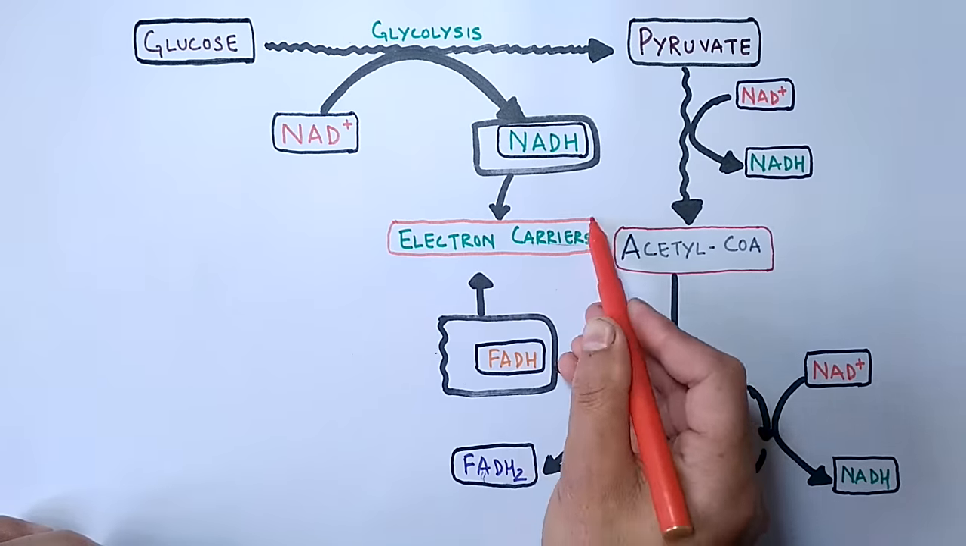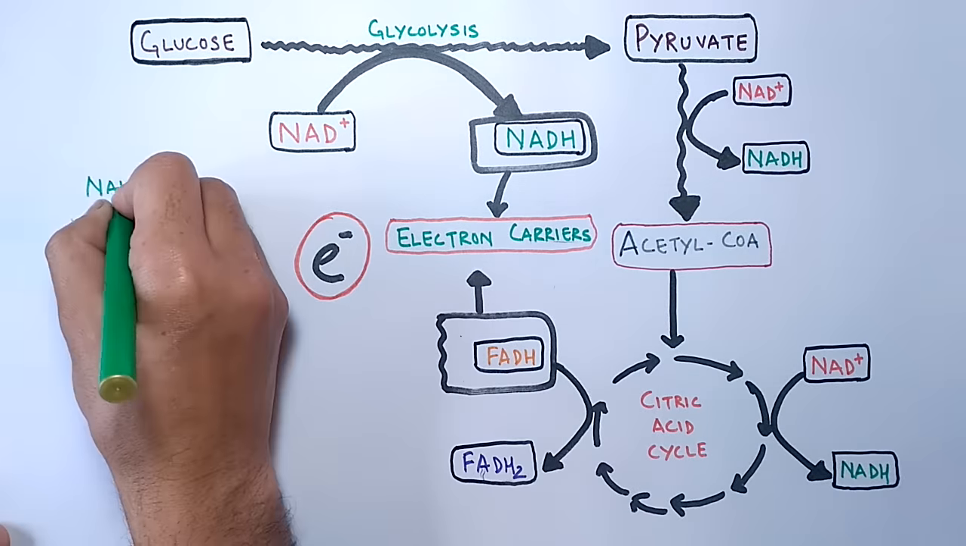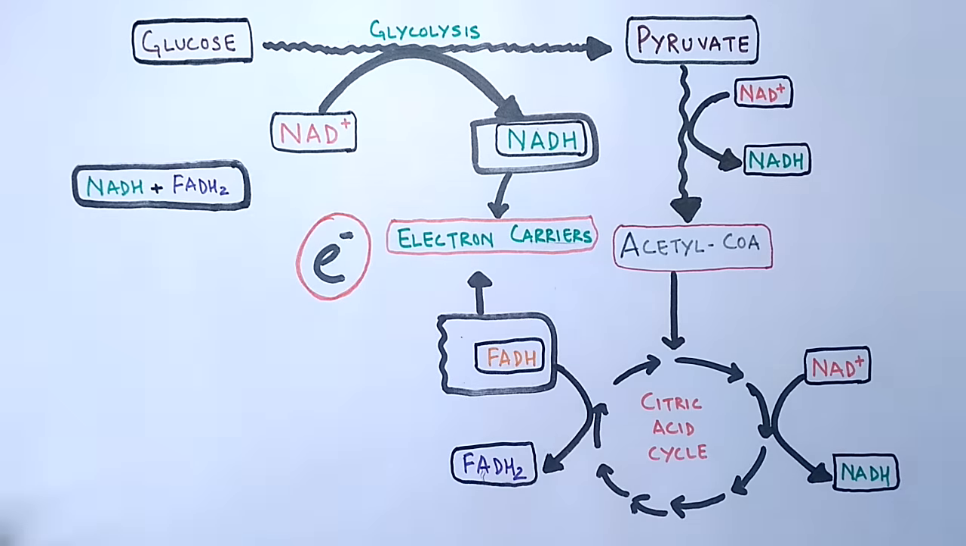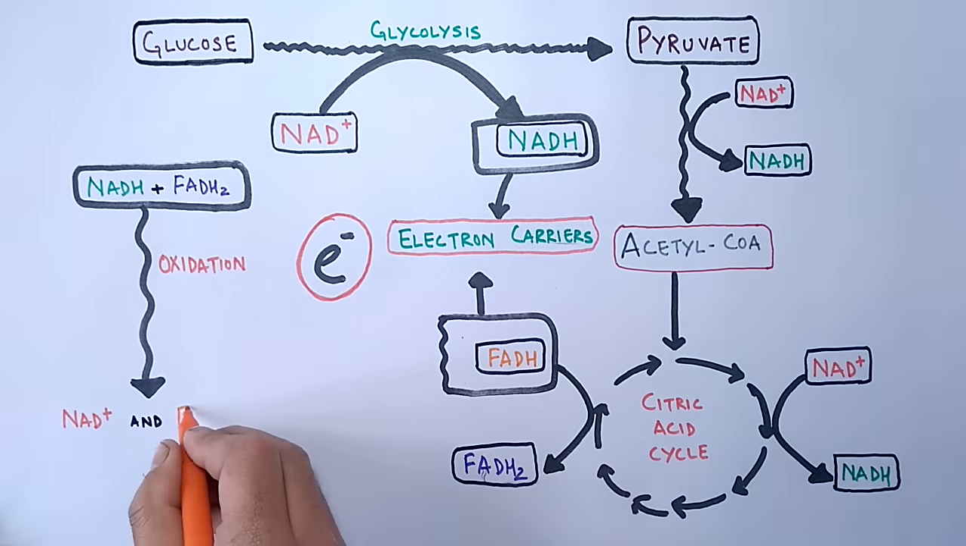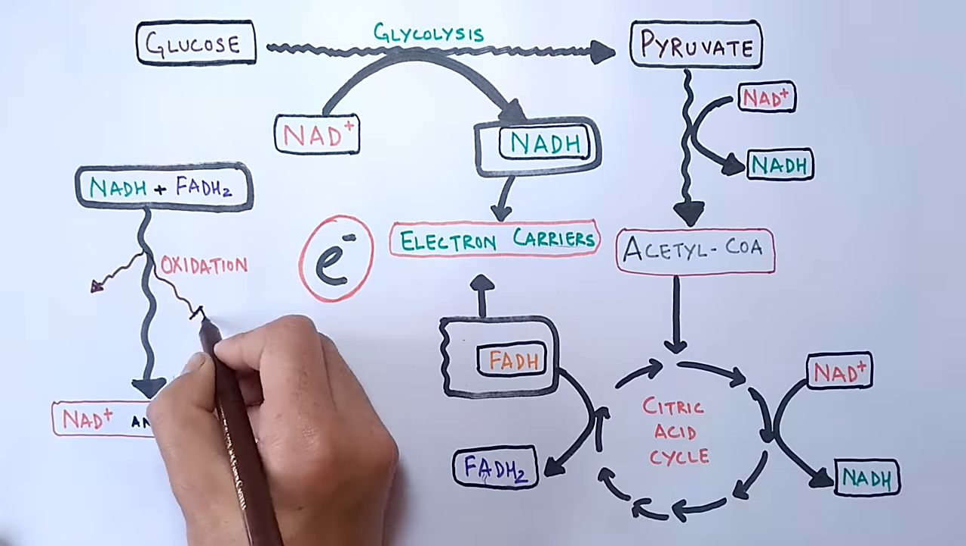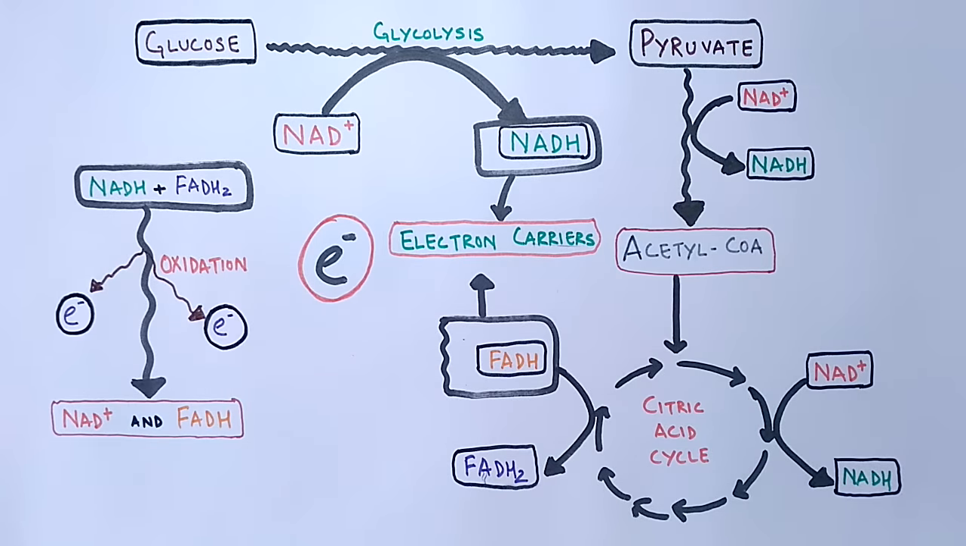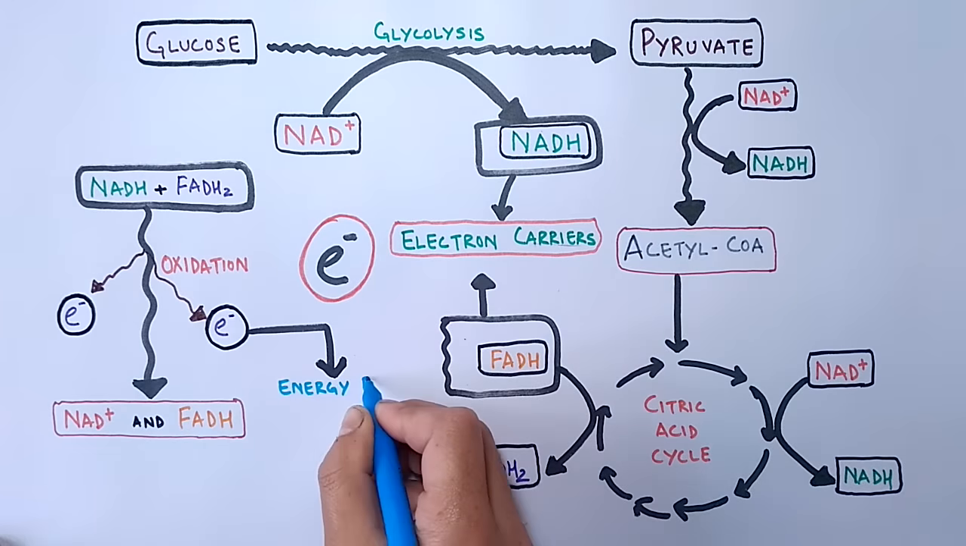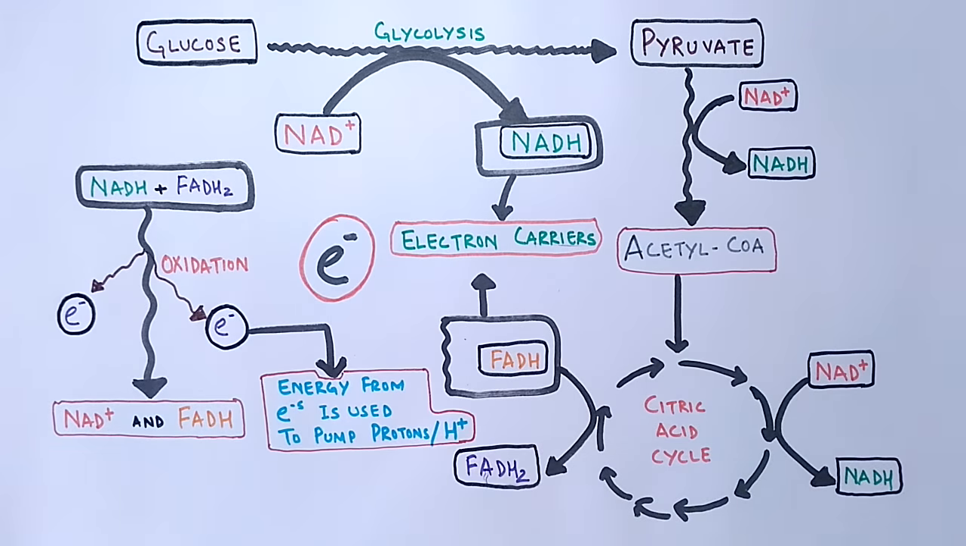These electron carriers are oxidized in the electron transport chain, back to their original forms, NAD plus and FAD. In that, they lose their high energy electrons, and the energy in these electrons is used to pump protons from the matrix to the intermembrane space. When electrons transit from one complex to the other in the electron transport chain of the inner mitochondrial membrane, they lose their energy, and this energy is used to pump the protons into the intermembrane space. So this is how the electron transport chain works in the mitochondria.